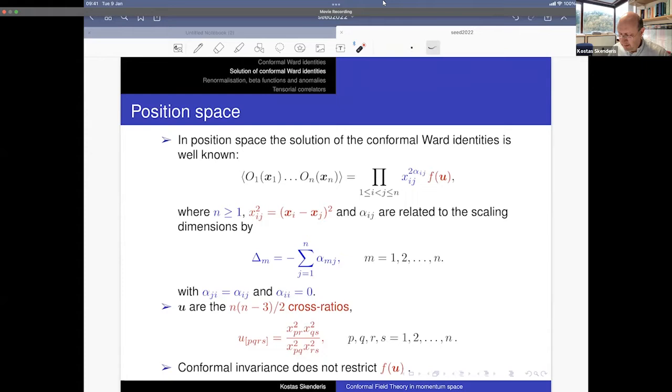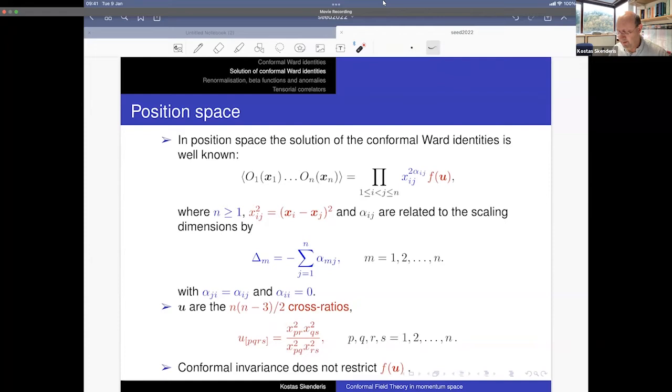So if you have more than 4 points, it's possible to have non-trivial expressions like the ones I give over here. So I have PR, QS on the top, and then on the bottom I have PQ and RS. And this expression here, one can check, is invariant. It's obviously invariant under scalings, and it's a small exercise to show that it's also invariant under special conformal transformations.